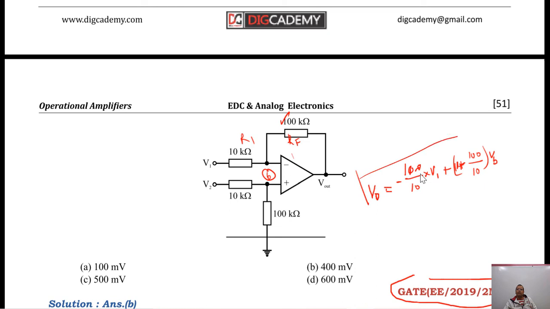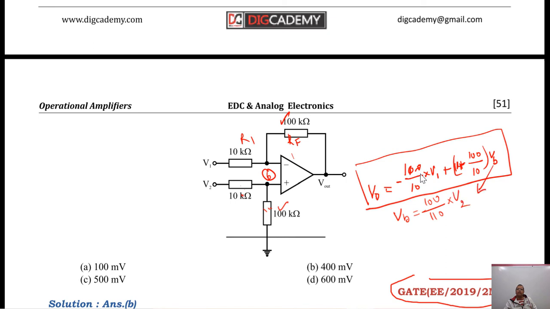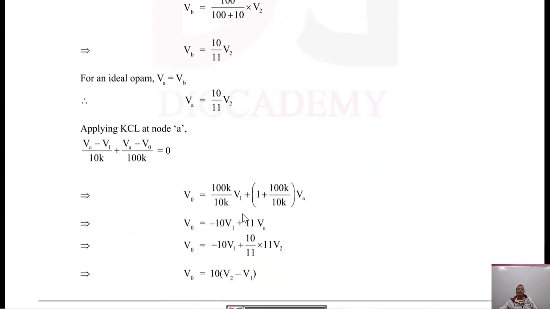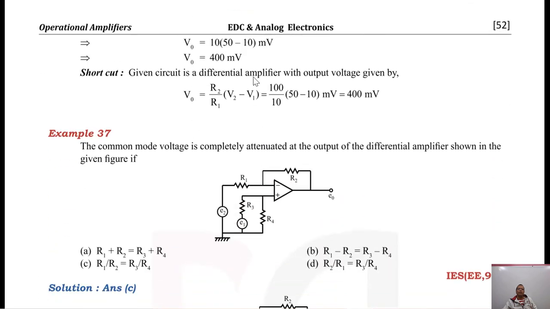So if you know the voltage at node B, this is the expression of output voltage, and you should remember it directly. Now, how to find VB? VB is obtained by simply applying the voltage divider rule. That is 100 ohm, this resistance, divided by the sum of these two, that is 110, multiplied by the input voltage V2. So you can replace VB by this expression. Fine. V1 and V2 are given to you, so by putting those values here, you get the output voltage, that is 400 millivolt. I have written that expression here.